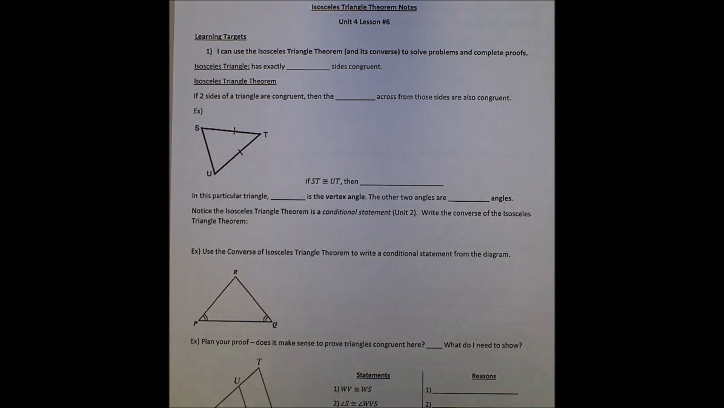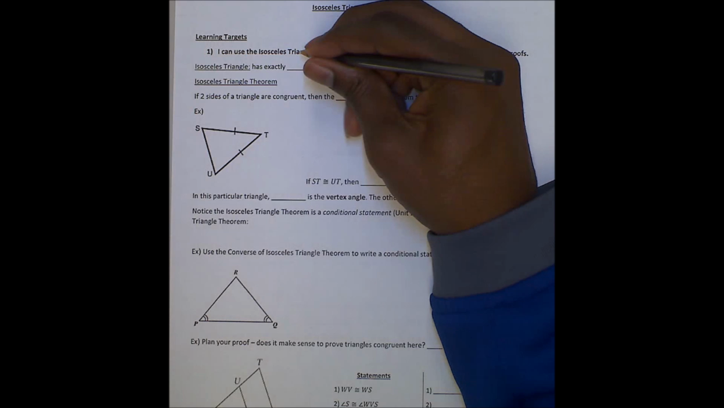Today we're going to talk about the isosceles triangle theorem. At the end of this video, you should be able to use the isosceles triangle theorem and its converse to solve problems and complete proofs. Okay, remember that isosceles triangles have exactly two sides congruent.